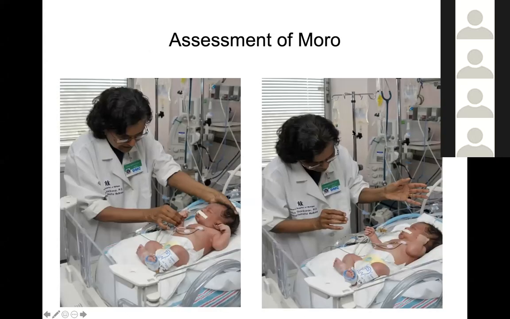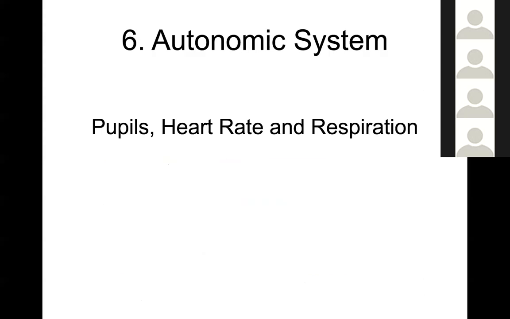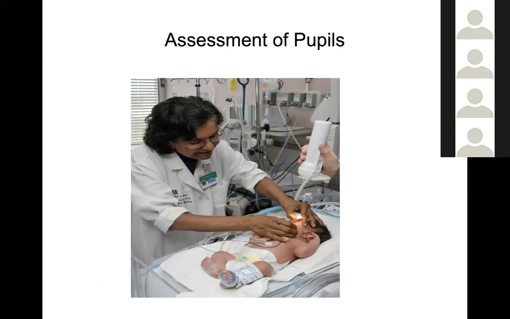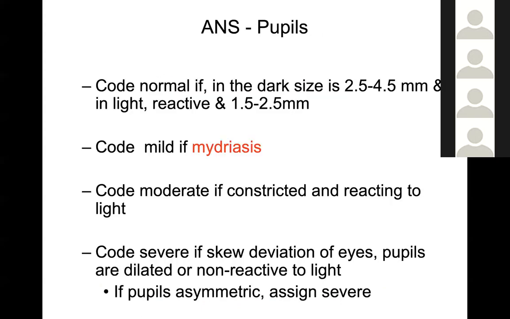Now, the final set is the autonomic system. And here we have three categories: pupil, heart rate, and respiration. For pupils, try to use a pupil torch, and you often need two people to look at the pupil. So one person opening the eyelid and the other person shining the light. If the pupils are normal, you score as normal. In mild, typically you see a dilatation of pupils. In moderate, pupils are often small and constricted, but you might have to make an allowance if the baby is on a heavy dose of morphine at the time. And in severe, you often see abnormal skew deviation of the eyes or asymmetrical pupils.